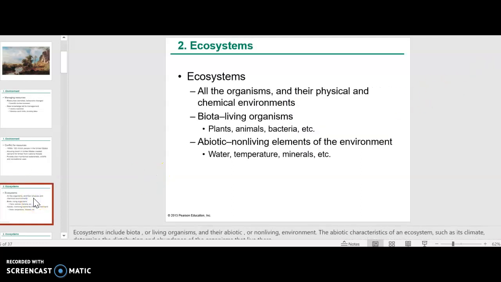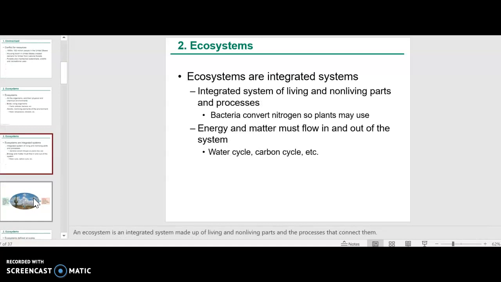Let's talk a little bit about ecosystems. So ecosystems include the living and non-living parts. So all organisms and their physical and chemical environments is what we consider an ecosystem. And we have our living and non-living parts of the ecosystem. So the living things we call biota, and the non-living things in the environment we call abiotic factors. And ecosystems are integrated systems, meaning if we throw one part of the ecosystem off, another part's going to get thrown off as well. So it's an integrated system of living and non-living parts.